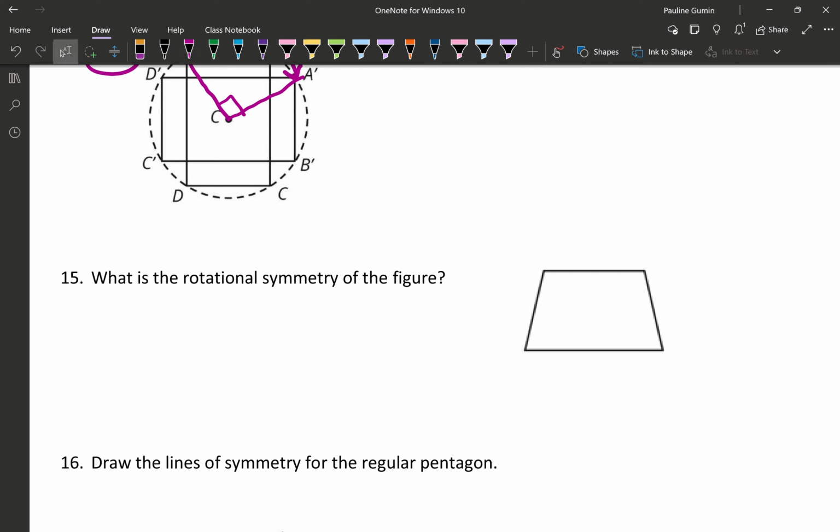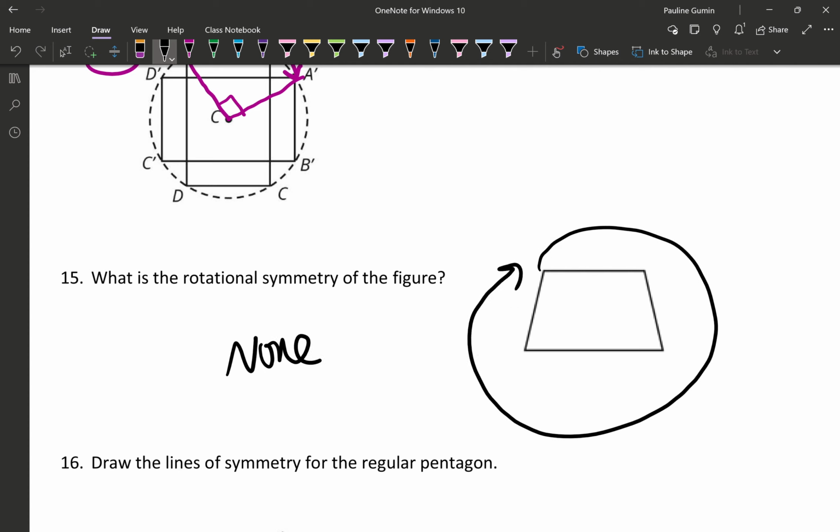Number 15. What is the rotational symmetry of this figure? So, how much do I need to rotate this trapezoid for it to end up exactly the same? Well, it's 360. There's no real rotational symmetry here. It would have to go all the way around to end up being the same image.